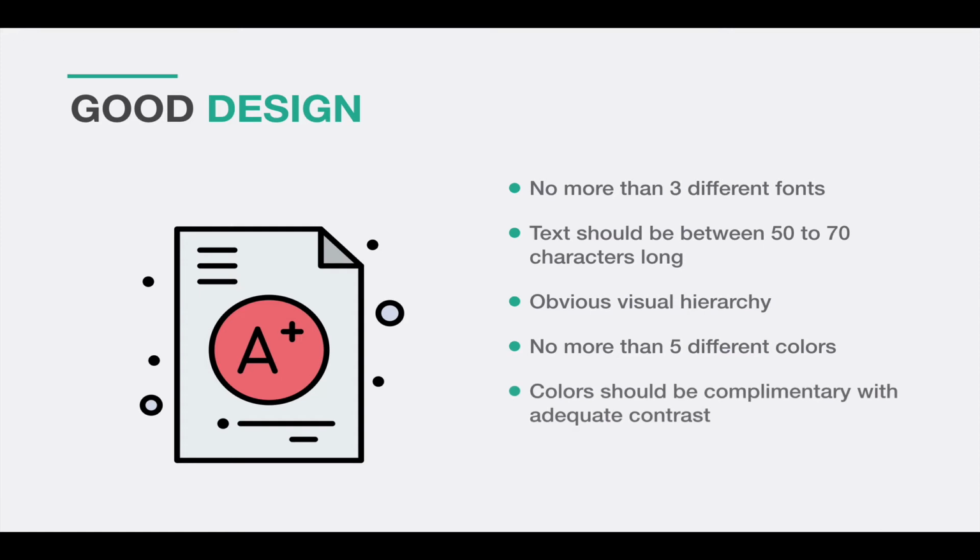Colors should be complementary and have adequate contrast. If you have a black background with black text, that's not enough contrast for anybody to read it. Again, defeating the purpose. So you need to make sure you have adequate contrast. Not everyone has the best eyesight. We're going to have people who are colorblind. They're going to have more difficulty seeing it. So we want to make sure we have adequate contrast and that our colors complement each other.